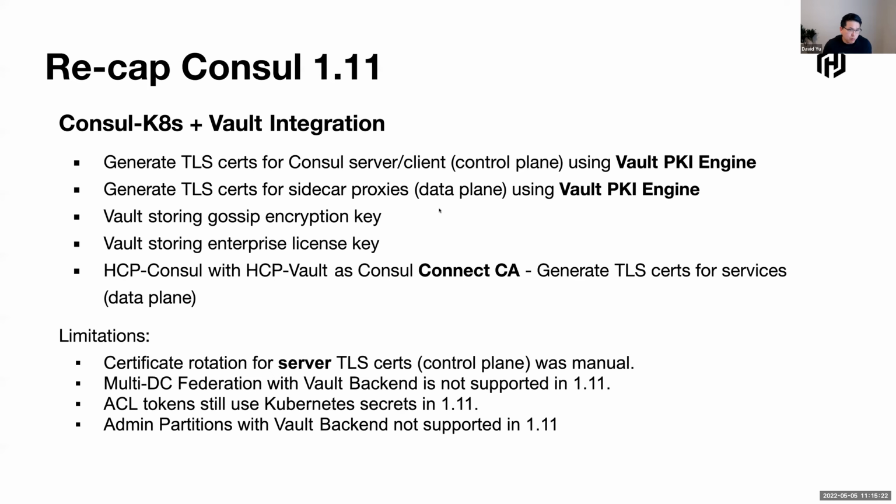So let's recap what we did with Consul 1.11. For those of you that have been following Consul, we initially started this journey of integrating Consul and Kubernetes with Vault, starting with our previous release. What we did was we allowed you to generate the server TLS cert using the Vault PKI engine, and also expose the ability to leverage Vault PKI to generate client certs as well for the client agents in a specific stanza that we built called the secrets backend stanza in the Helm chart.